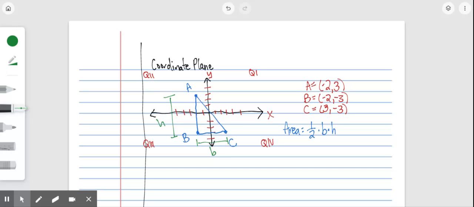So if I'm counting, I go 1, 2, 3, 4, 5. So base is 5. And I go 1, 2, 3, 4, 5, 6. So height is 6. So then I'm going to plug in 1/2 of 5 times 6. So 1/2 of 30, which is 15. So our area equals 15 units squared.